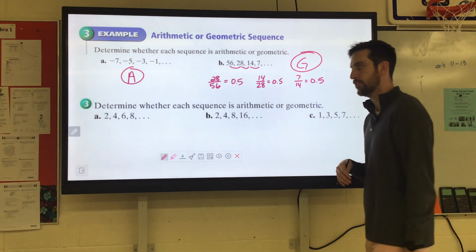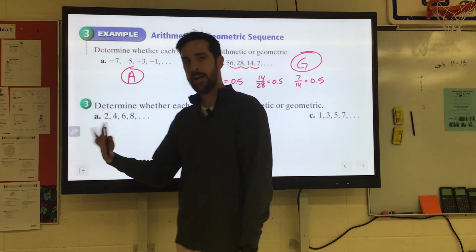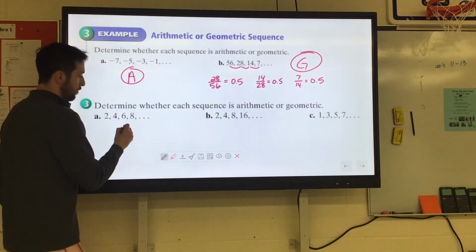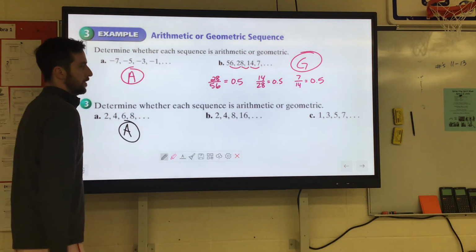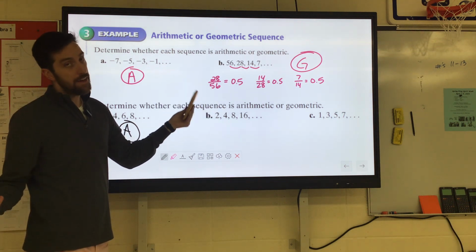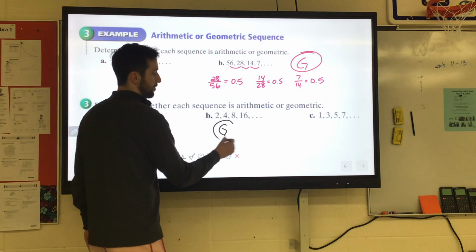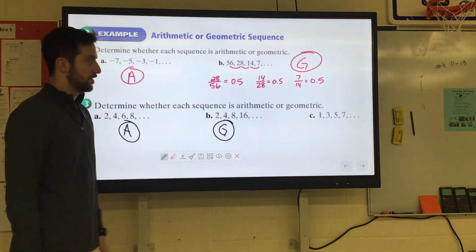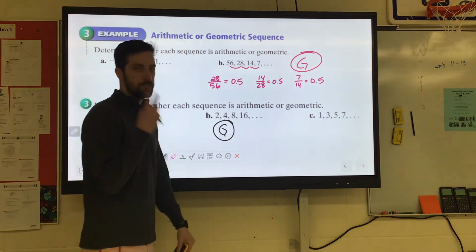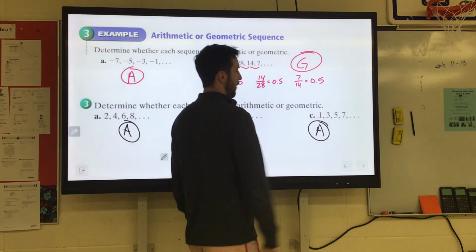That's our common ratio. 2, 4, 6, 8. Who do you appreciate? We're adding 2 each time. That's an arithmetic sequence. But 2, 4, 8, 16, that one we're multiplying by 2 each time. So that's a geometric sequence. And then look, 1, 3, 5, and 7, they're all 2 apart from each other. So that's an arithmetic sequence.